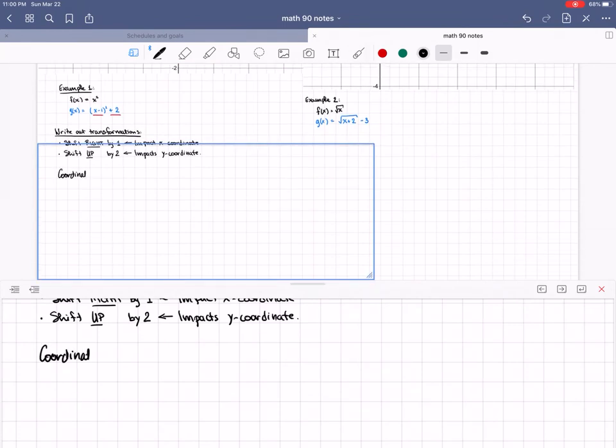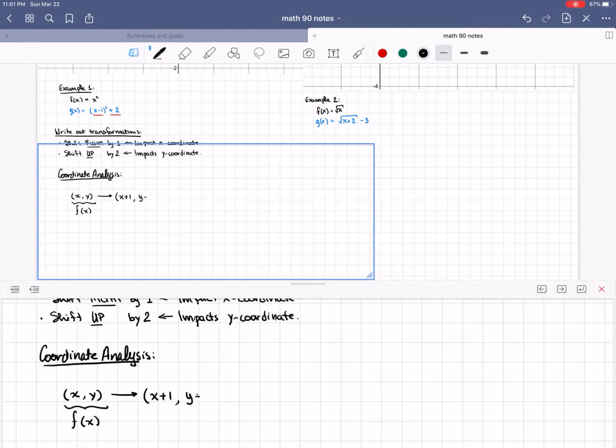Coordinate analysis is summarizing what is going to happen to every single point on the graph of F. So if (x, y) is a point on the graph of F, after the shift right, its x coordinate becomes x plus 1, and after the shift up, its y coordinate becomes y plus 2. So what this does is it acknowledges that the transformations impact all of the points the same way.